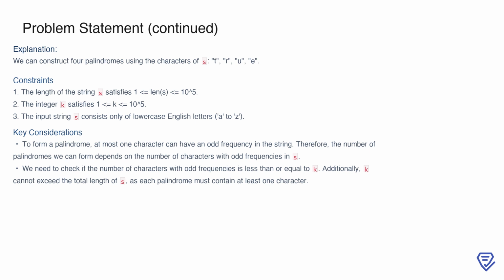To summarize, there are 2 key considerations when solving this problem. First, to form a palindrome, at most one character in the string can have an odd frequency. Second, the number of palindromes we can form depends on how many characters have odd frequencies. Additionally, k cannot exceed the length of the string, because each palindrome must contain at least one character. Keeping these constraints in mind will guide us toward an efficient solution for this problem.